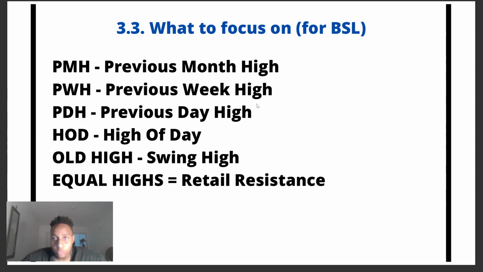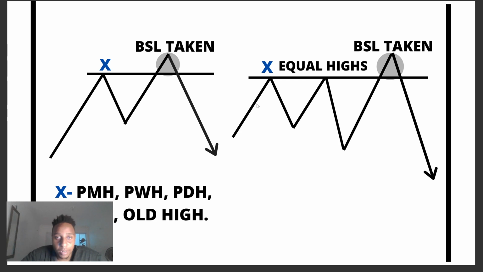What to focus on for buy stops liquidity? First of all, previous month high, previous week high, previous day high, high of the day, old highs, swing highs, equal highs, retail resistance. Basically all those retail concepts are liquidity, but I will explain how you will adapt these concepts in the market.